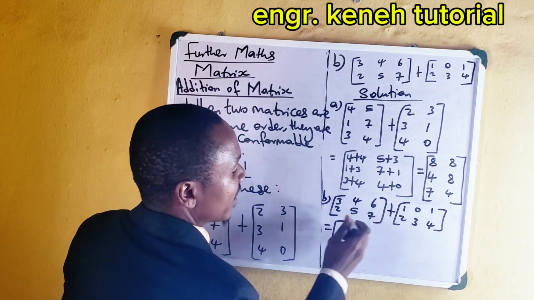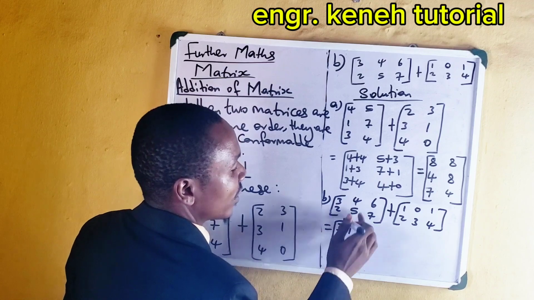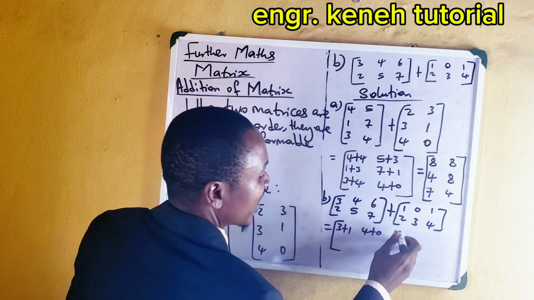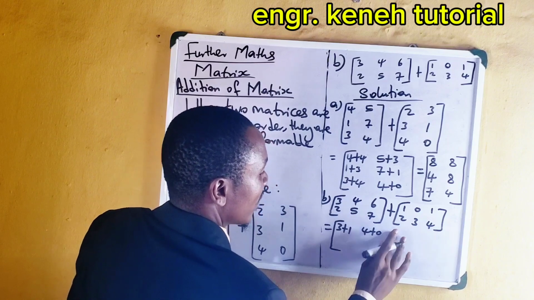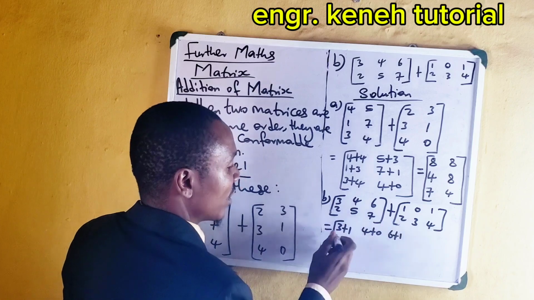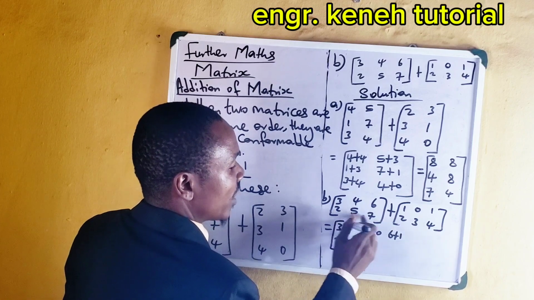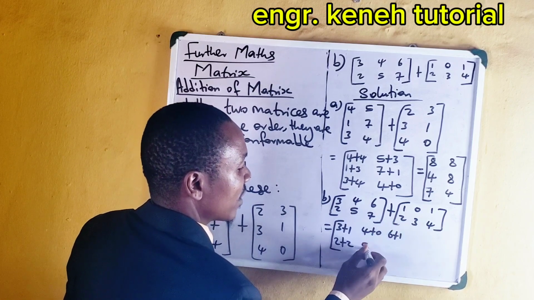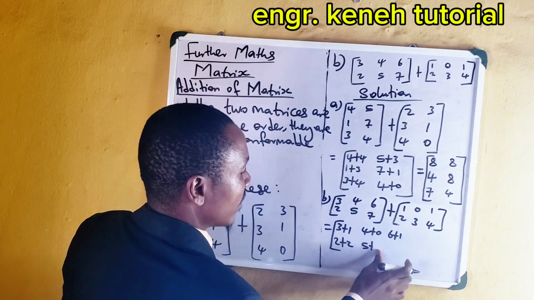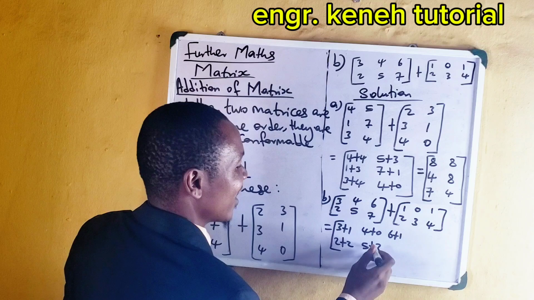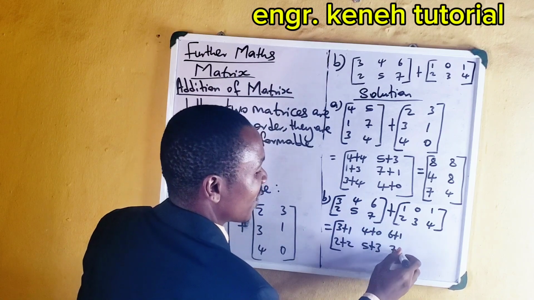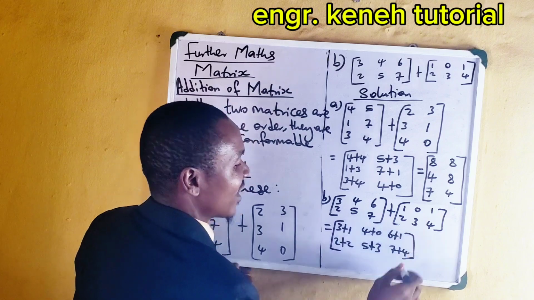Just bring this and bring this. You have 3 plus what? 1. Bring this and bring this. You have 4 plus 0. Bring this and bring this. You have 6 plus 1, like this. Bring this one and bring this one. You have 2 plus 2. Bring this one and bring this one. You have this plus this. You have this and this. You have this 5 and 3. Then 7 and what? 4. You have 7 and what? 4, like this. Can you see that?